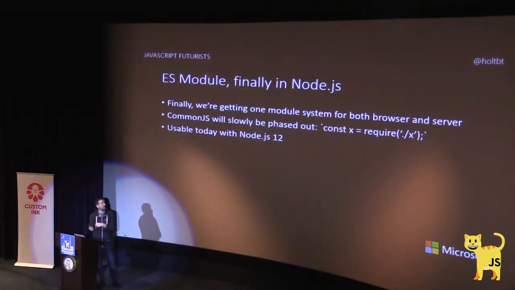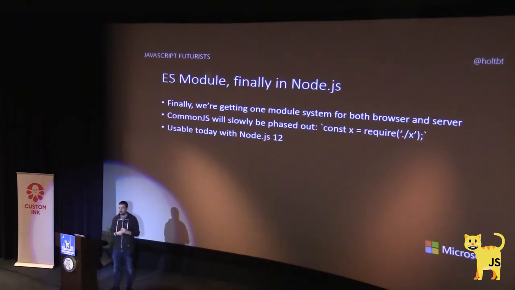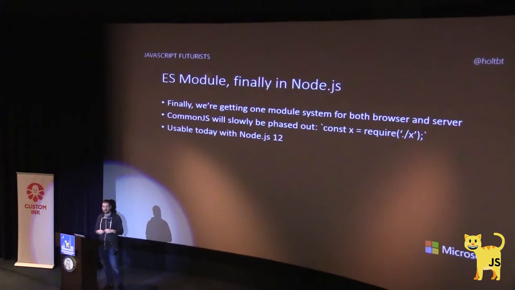ES modules finally in Node.js. This is something that I'm really, really excited about. Previous to this point, we've been doing x equals require x, right? This is called the CommonJS pattern. We've seen this for years and years. It was a really good stopgap for how Node.js started, and then we adopted that into the browser. It's been a long road to get here.